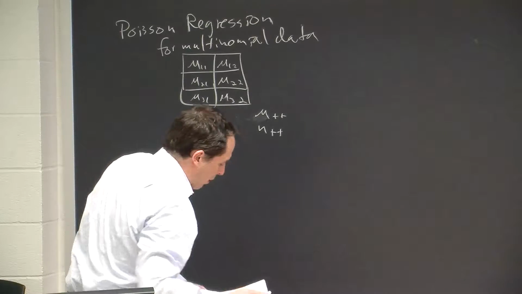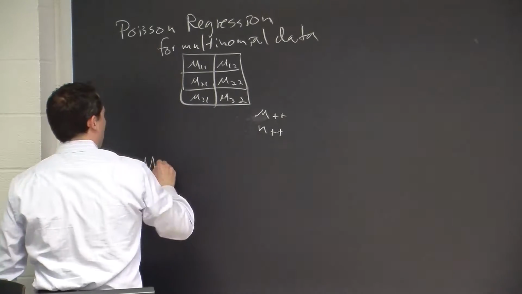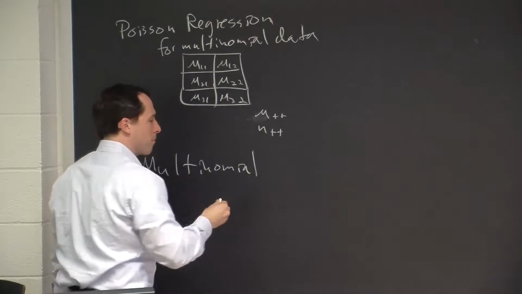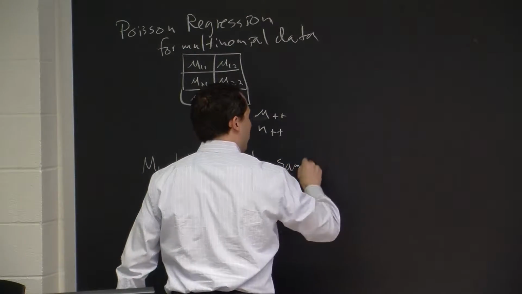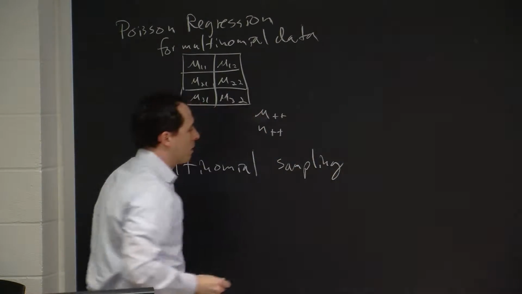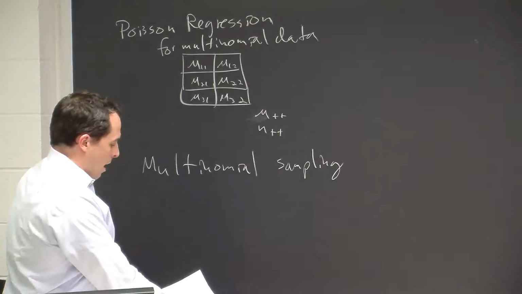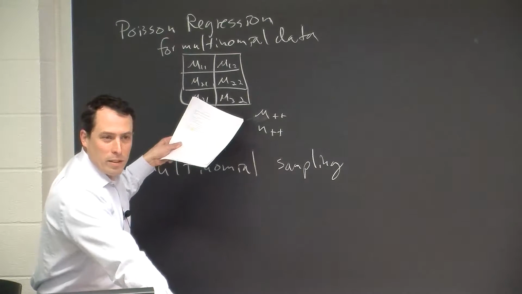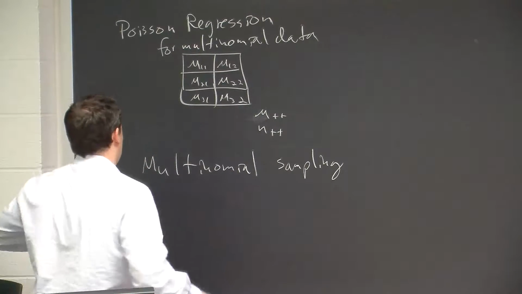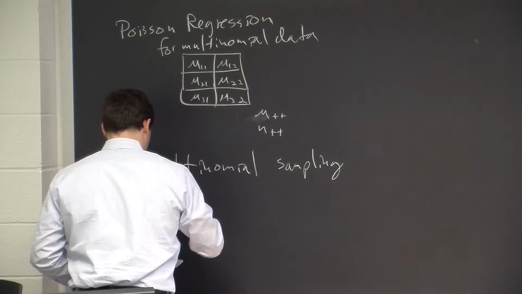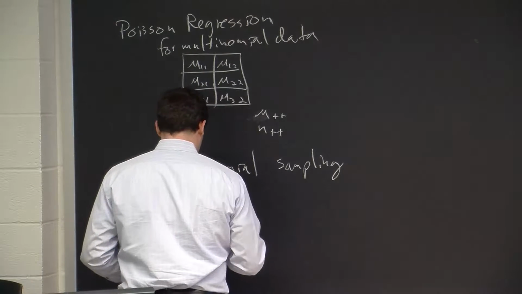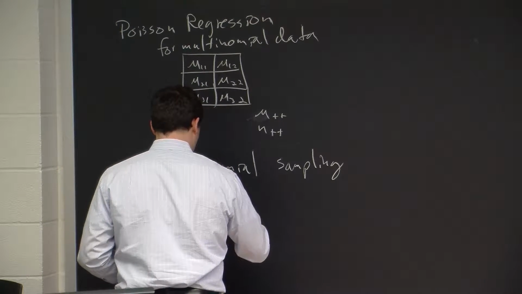So in other words, what we're going to do is say we have a multinomial table. We have multinomial sampling. Maybe we have a study. We have some fixed number of individuals. And just as we could, in one direction, pretend it wasn't Poisson, pretend it was multinomial, we can pretend that instead of being multinomial, it's Poisson.